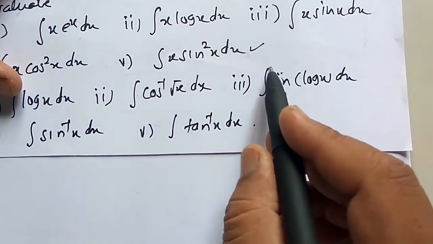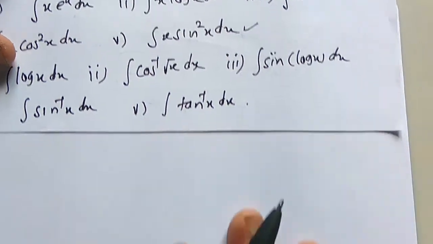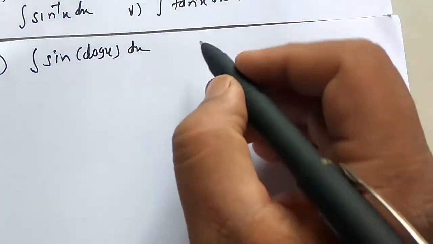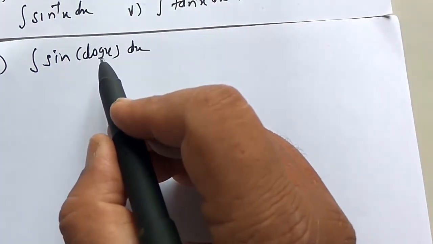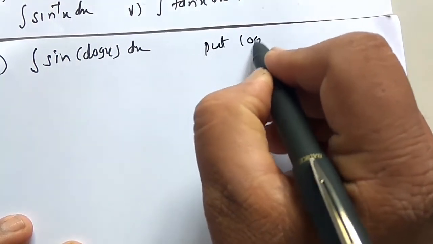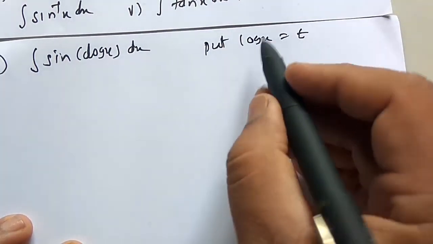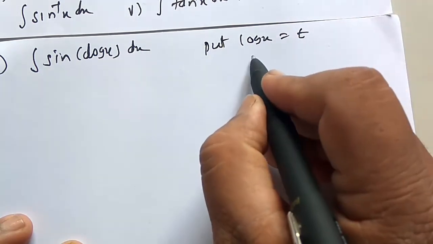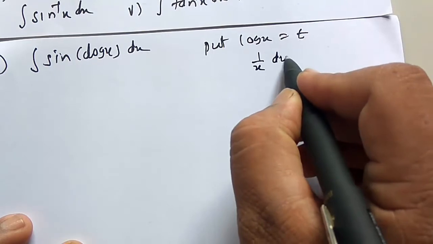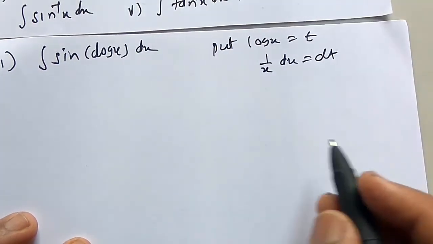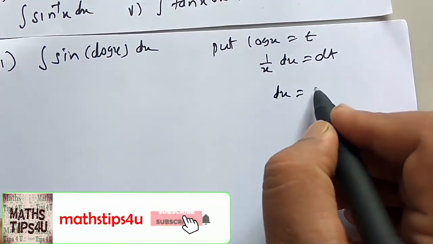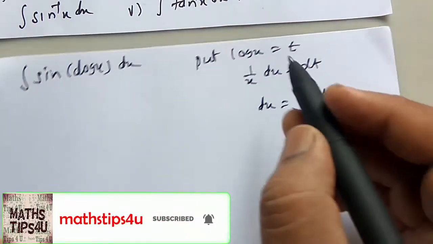Number third, integration of sine of log x dx. Integration of sine of log x dx. Now here again we use the substitution method. First put log of x equal to t. Then its derivative is 1 upon x dx is equal to dt. That is, dx is equal to x times dt.